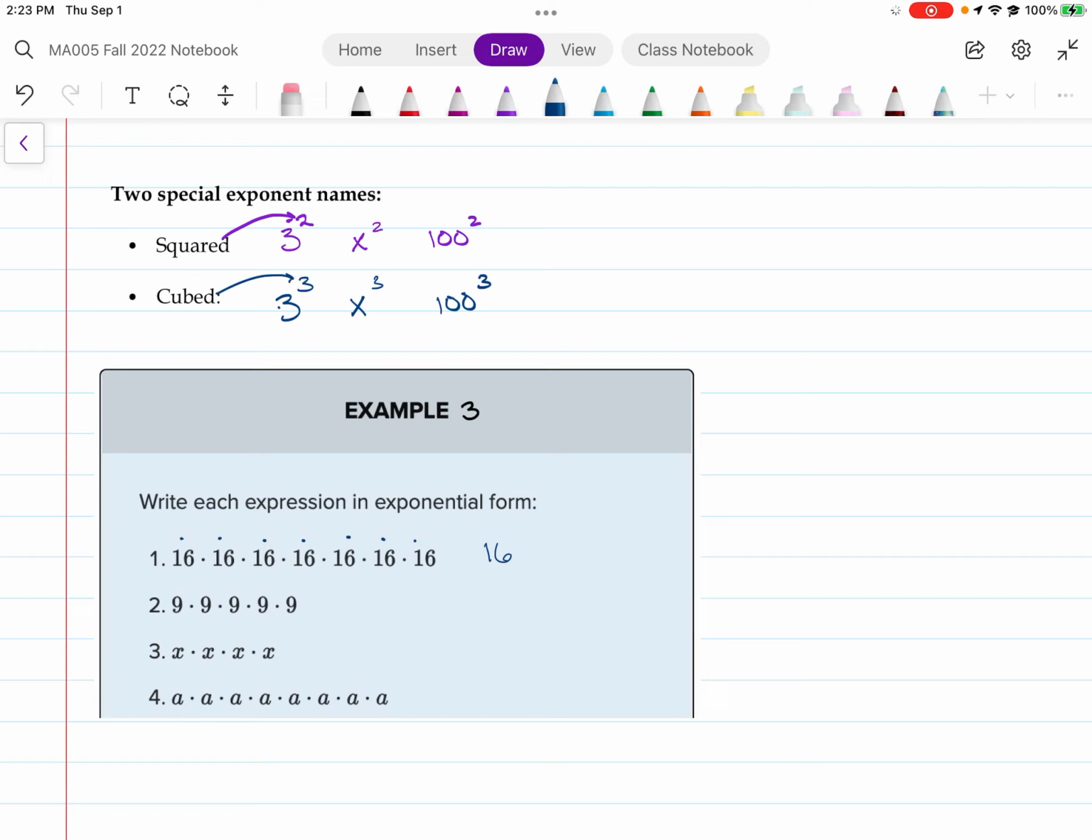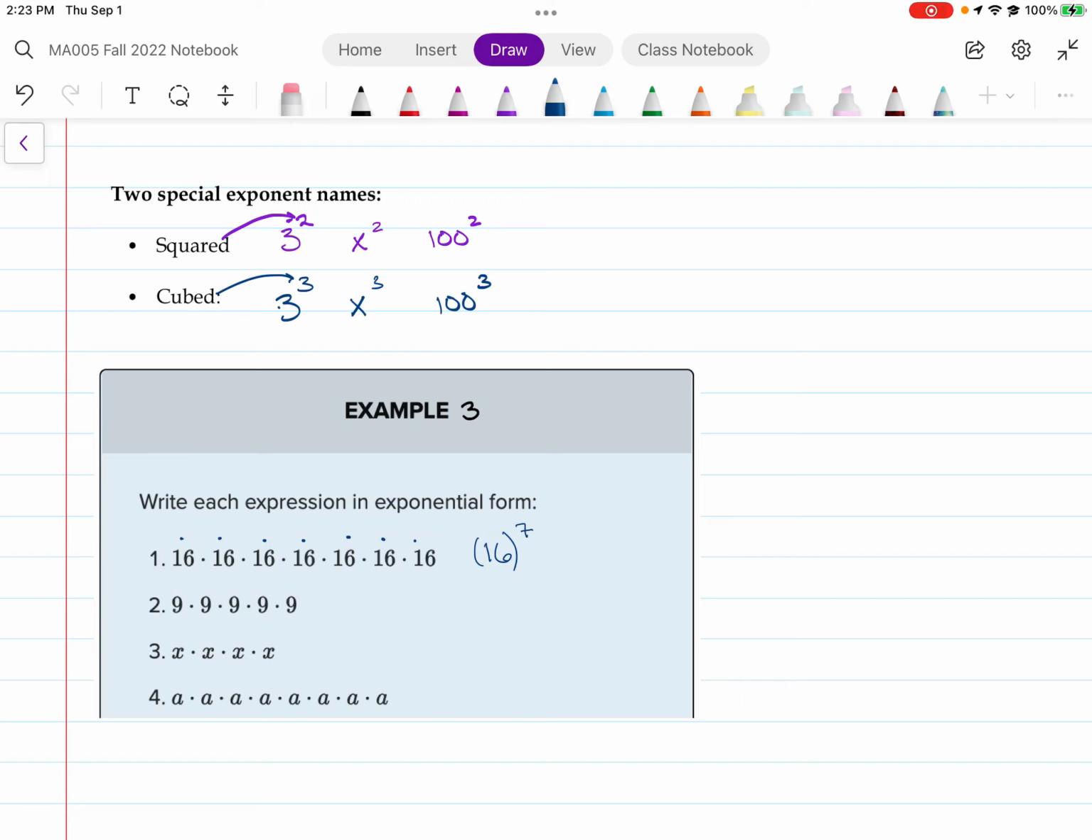Now, because I have 2 digits, I want to make sure it's really clear that I'm raising the whole thing to the 7th. So you might want to use parentheses. Just makes it more clear that it's not just the 6. It's the whole number. You don't always have to do that, but sometimes there's times when it's way more appropriate to use parentheses so you can say which part of this is being raised to a power. All right, so you try the next 3 and then come back and we'll talk about the answers.